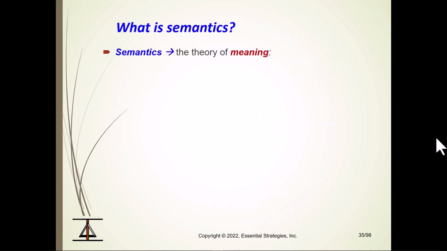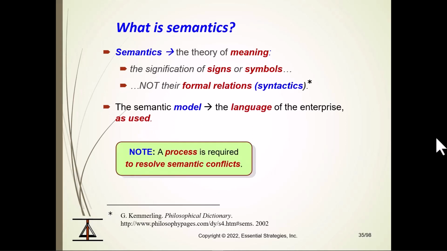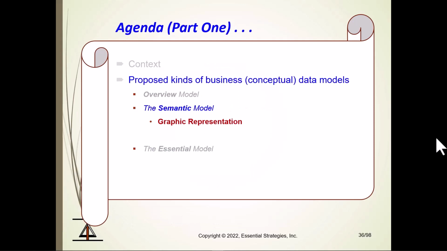What is semantics? Semantics is the theory of meaning, the signification of signs or symbols, not the formal relationships among them. That's syntactics. The semantic model, in turn, is about the language of the enterprise, as used. Note that different groups are going to come up with different sets of definitions. This means that the process will be required to resolve semantic conflicts. For example, there will probably not be a particular group establishing its definition as true for the entire enterprise. Rather, to the extent that there are different definitions in different departments for one term, the variations must at least be addressed and documented.